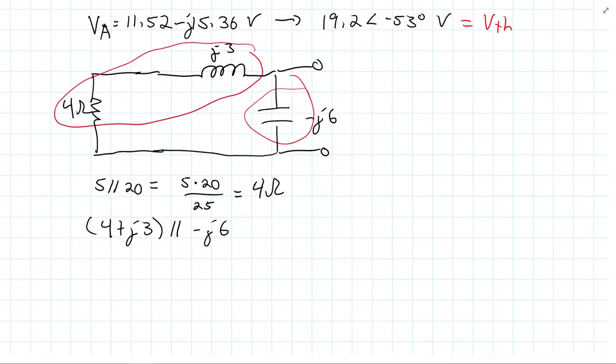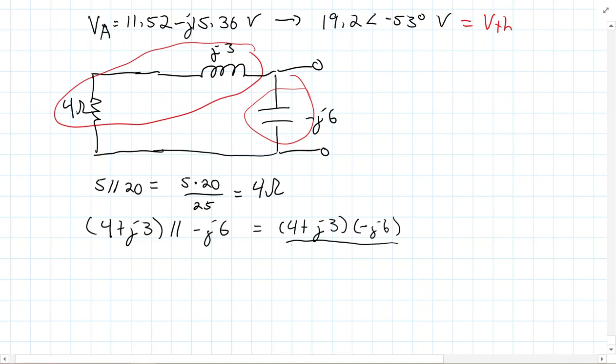So, again, what do we have here? We have the 4 plus J3 in parallel with the minus J6. And of course, you can compute that however you want to. I would just go ahead and do the 4 plus J3 times negative J6 over 4 minus J3. And if we do that, we get 5.76 minus J1.68 ohms.